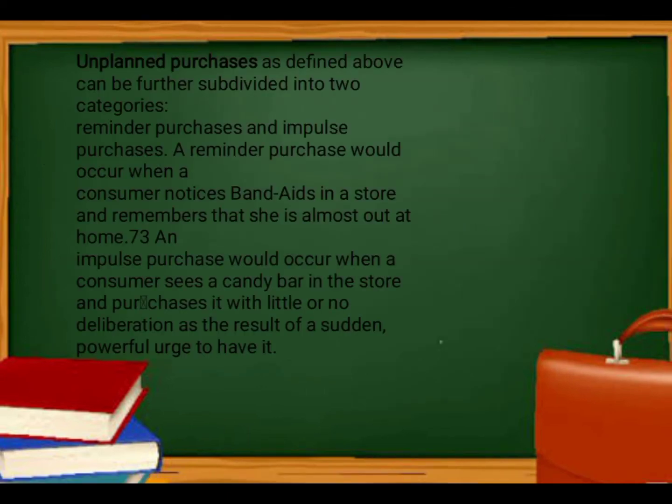Unplanned purchases, as defined above, can be further subdivided into two categories: reminder purchases and impulse purchases. A reminder purchase would occur when a consumer notices band-aids in a store and remembers that she is almost out at home. An impulse purchase would occur when a consumer sees a candy bar in the store and purchases it with little or no deliberation as the result of a sudden, powerful urge to have it.